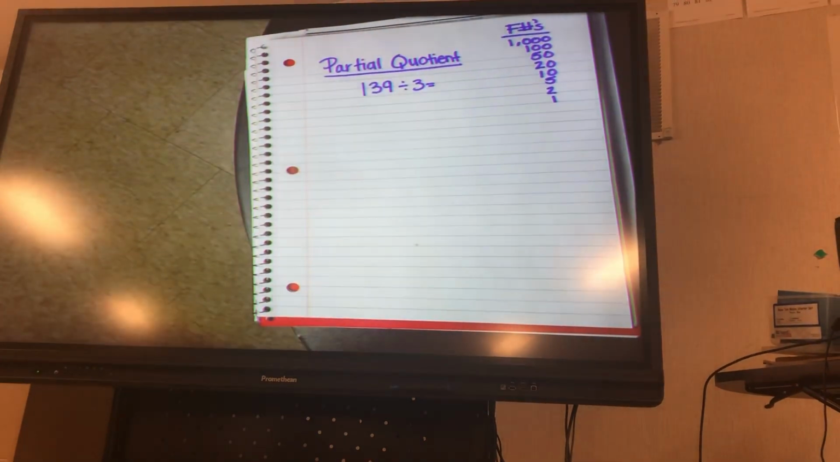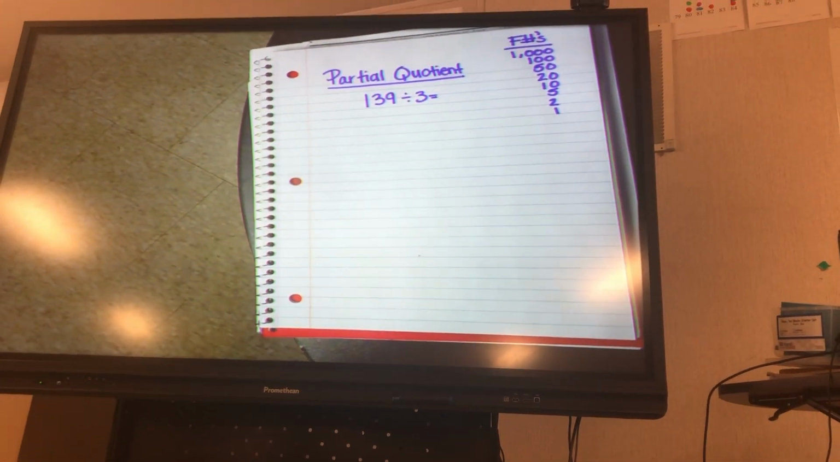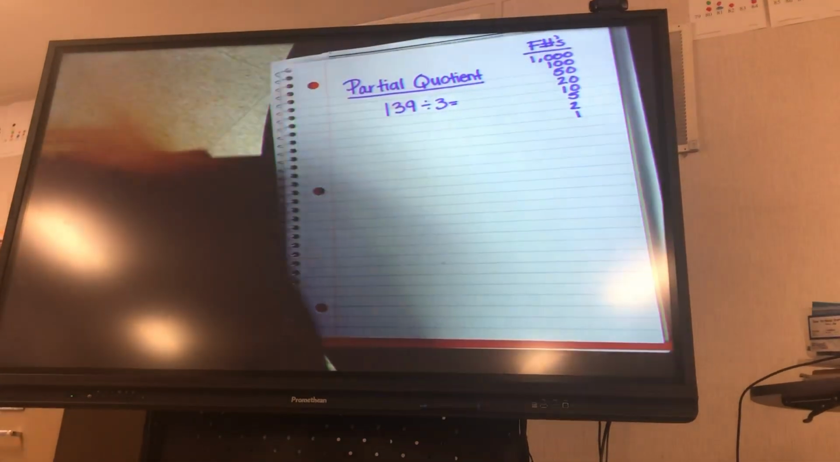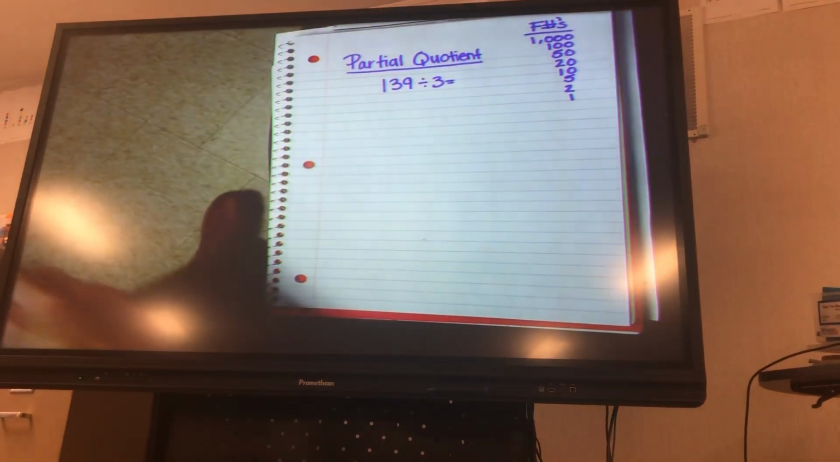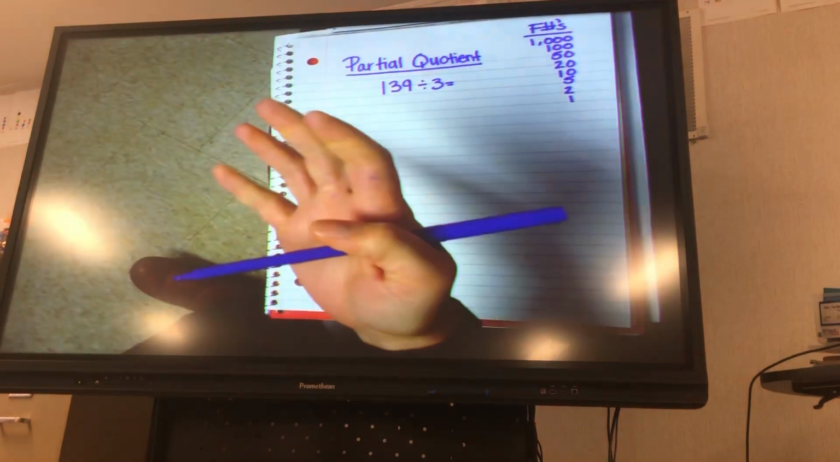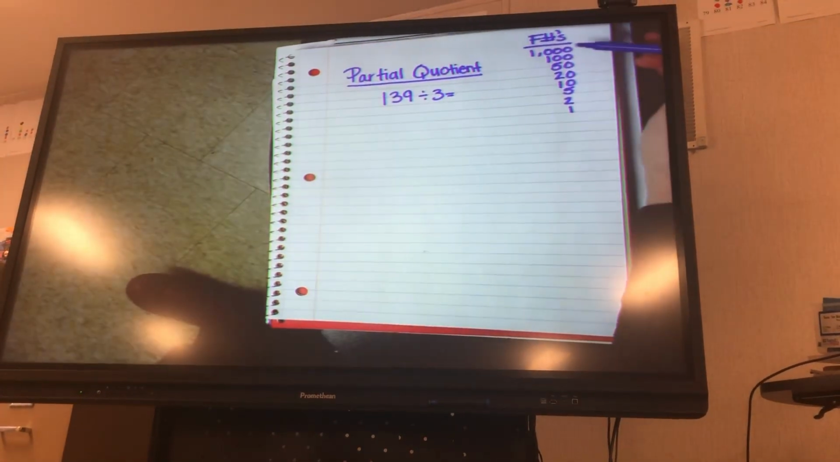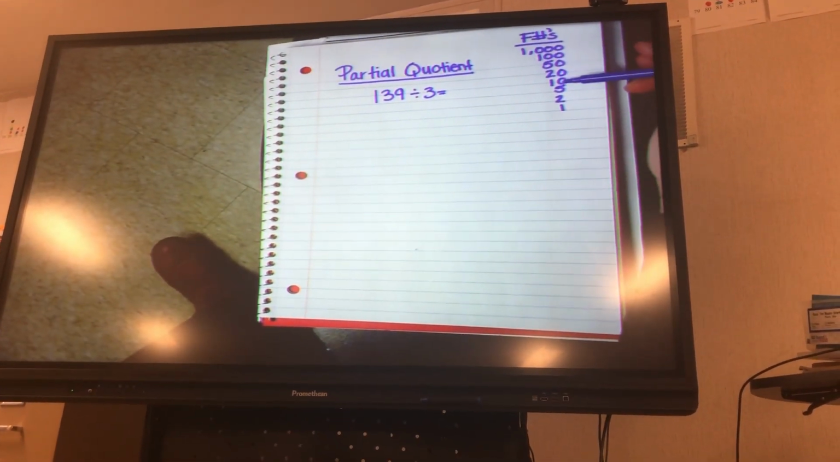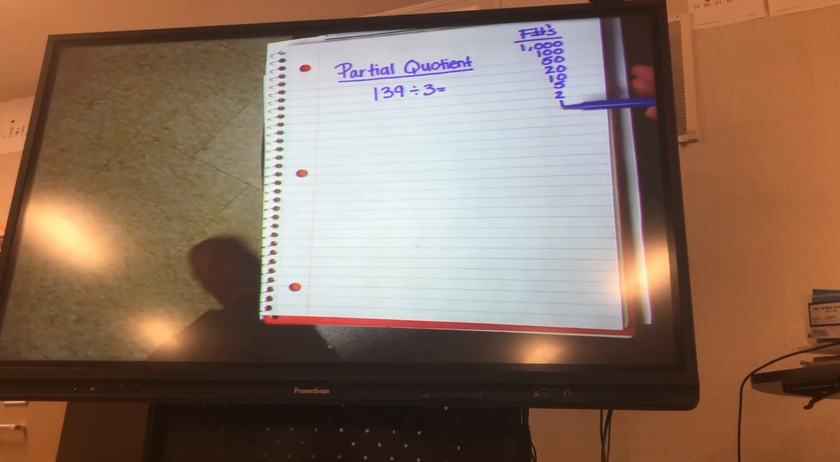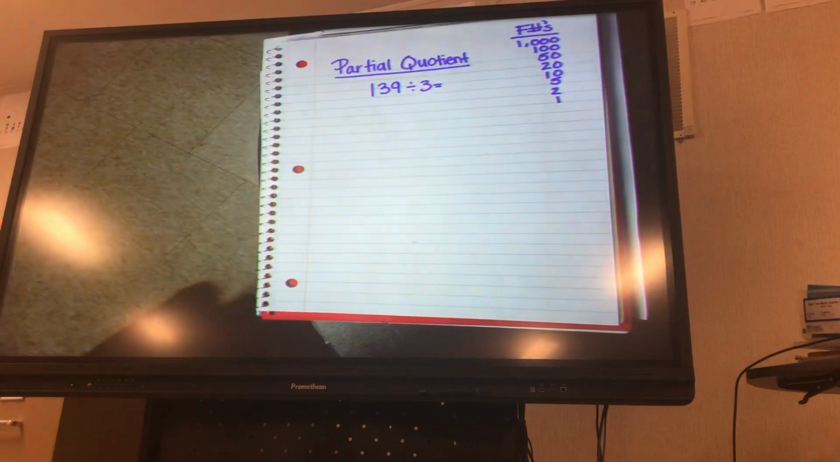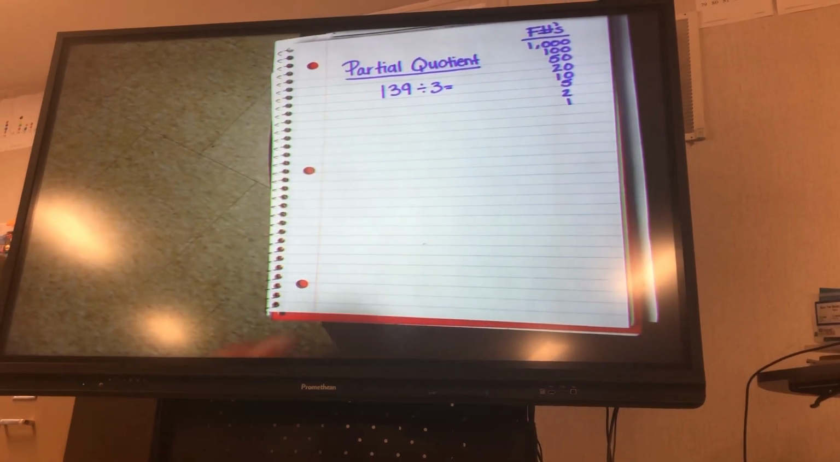Continue going over the partial quotient strategy. We're going to do 139 divided by 3. We've got our friendly numbers written up here. These are the numbers we've been using to help us when we're dividing: 1,000, 100, 50, 20, 10, 5, 2, and 1. Remember, you can use other numbers than these if you know your math facts really well. But if not, these can help us.